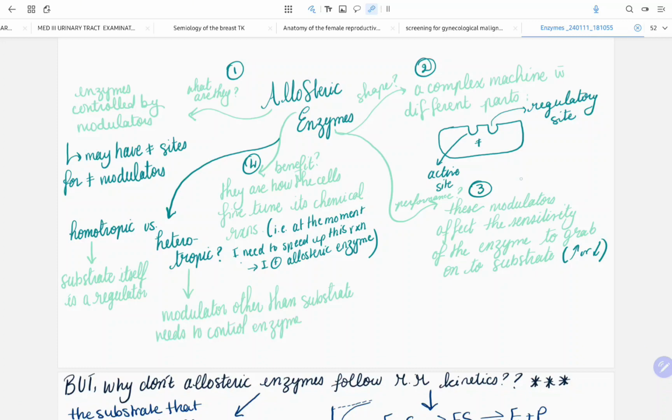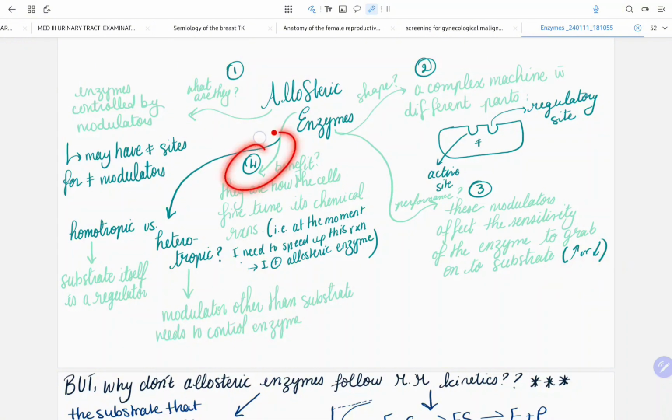So these modulators that the enzyme binds to affect the sensitivity of this enzyme. It's either highly sensitive to the substrate, which means that this enzyme has high affinity to the substrate, or it has low affinity to the substrate.